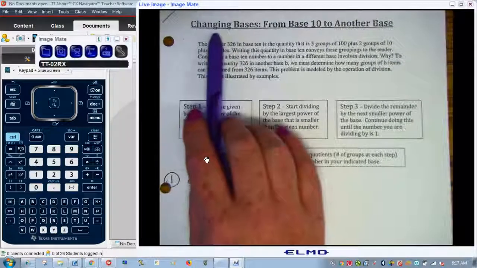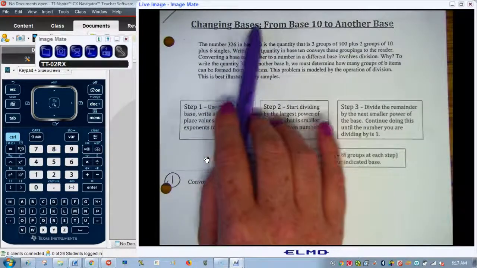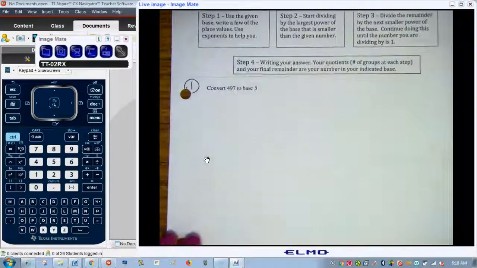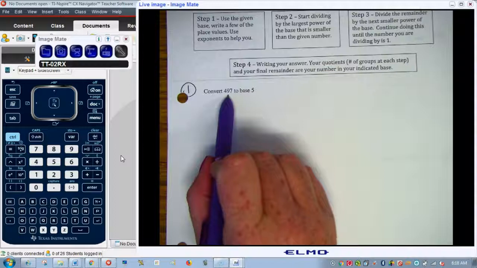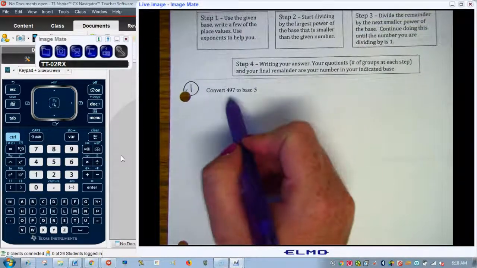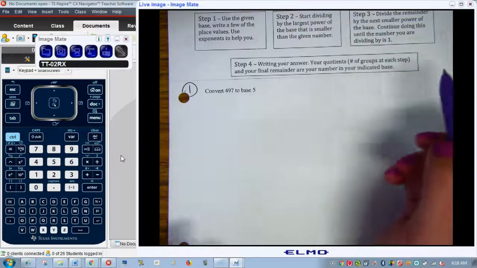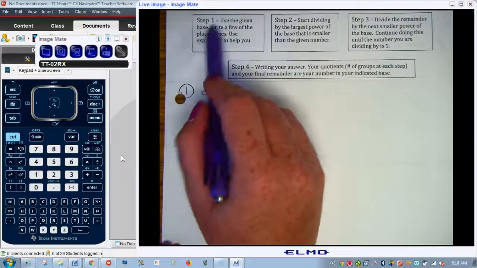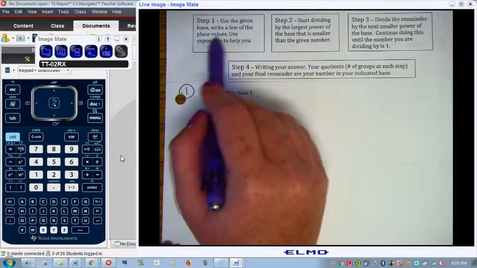Okay, this is for the changing bases work that says from base 10 to another base. So they've given me a base 10 number, 497, but I need to convert that to base 5. And a 9 and a 7 aren't in base 5. So the first thing I need to do is use the given base, write out a few of the place values.